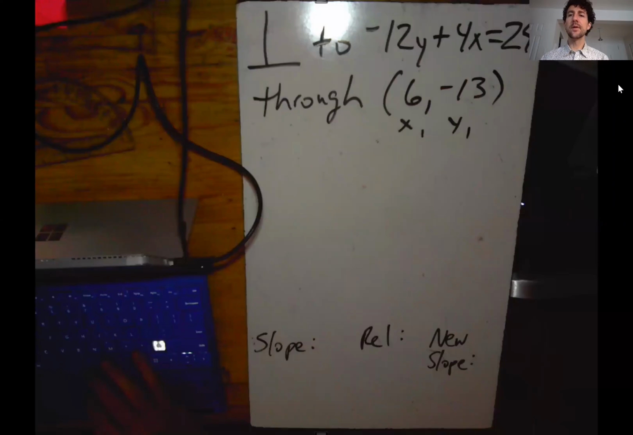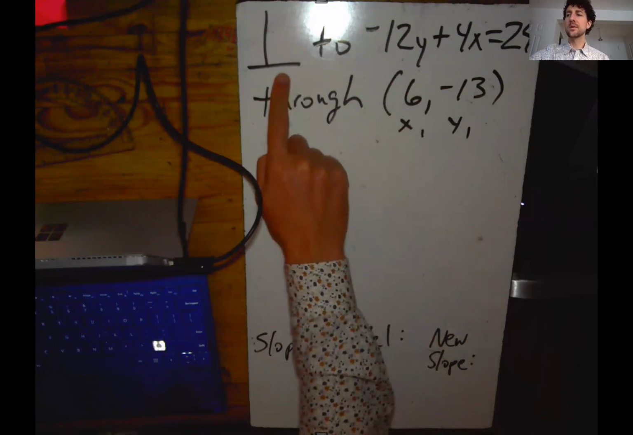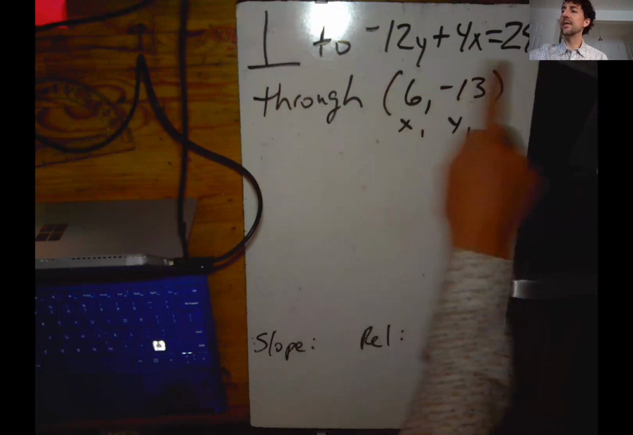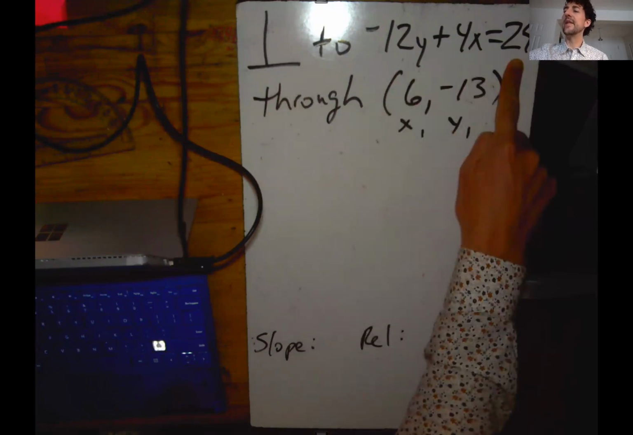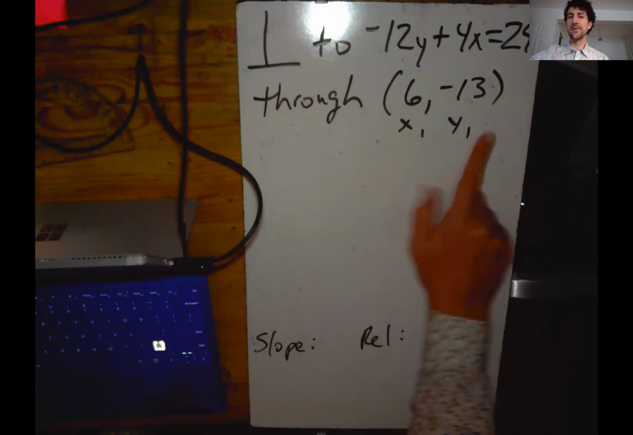Good morning. In this video, we're going to write the equation of a line that is either parallel or perpendicular to another line and then passes through a certain point. So you can see in this example that we want to write a line that is perpendicular to this line, and that our new line must pass through the point (6, -13).